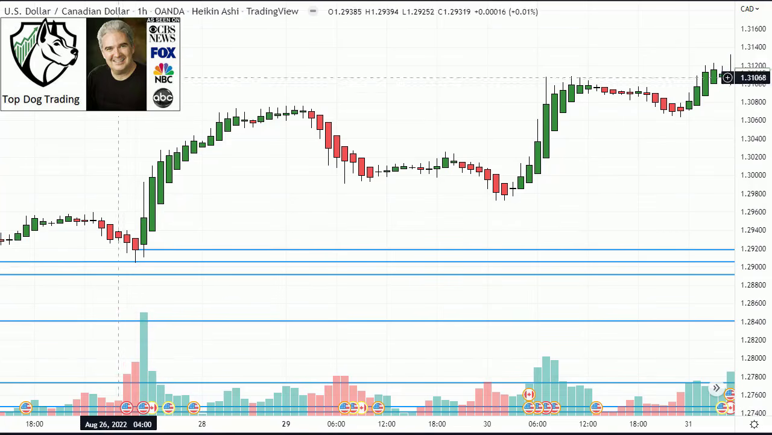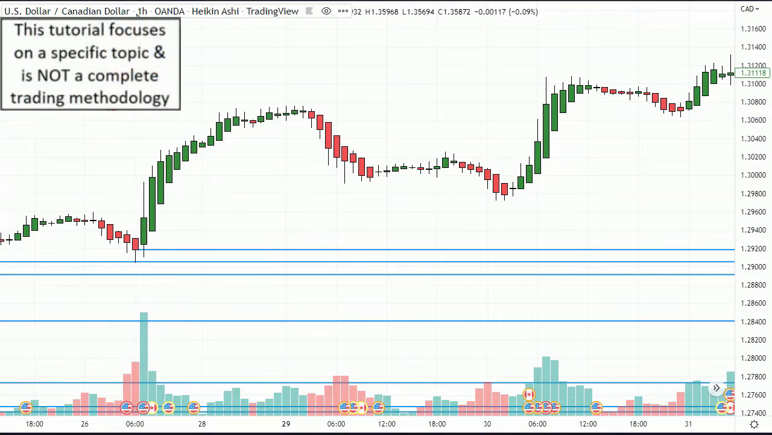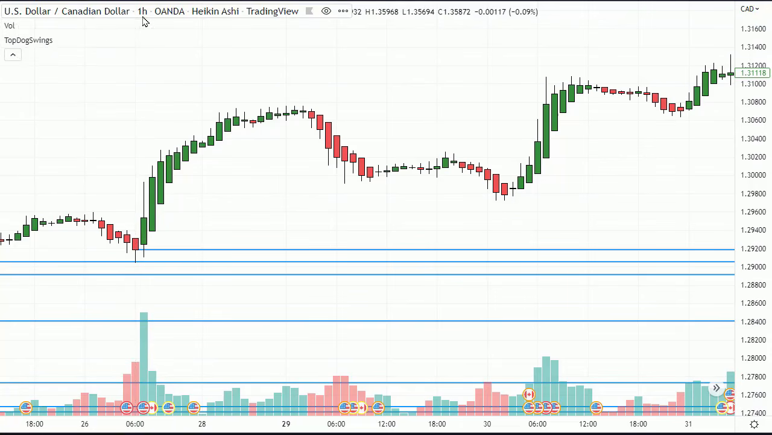All right. So we're looking at the US Canadian dollar here, but you could use any Forex pair for this. Actually, you could trade this with stocks, futures, crypto, whatever. But we're going to use Forex here today, and I got the 1 hour chart, and the 1 hour chart is commonly used for Forex, so that's why we're using it.